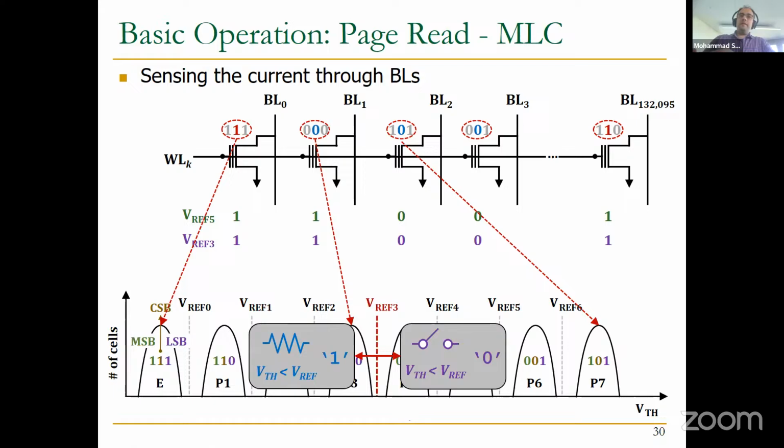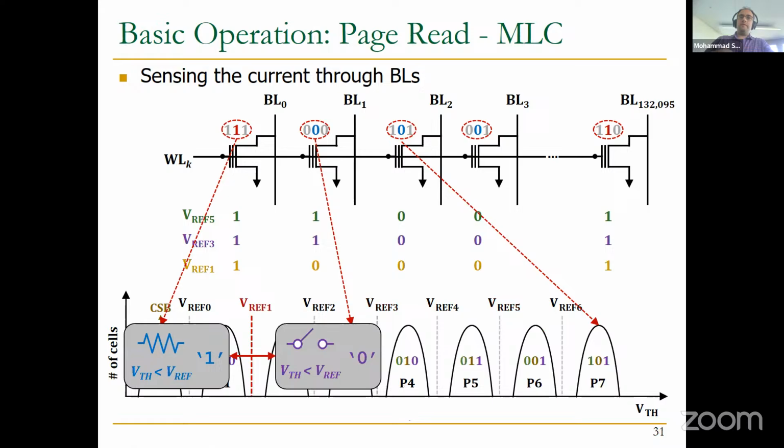So you apply VREF 3 as well, and this is the result for VREF 3. Then you apply VREF 1, and this is the result for VREF 1. So now you have three outputs, one for each of these reference voltages, and you need to combine these outputs to come up with the final, correct value that you were looking for. You can check this as homework if you are interested. But in this specific encoding, you can easily XOR these values, and you get the correct value that you are looking for.